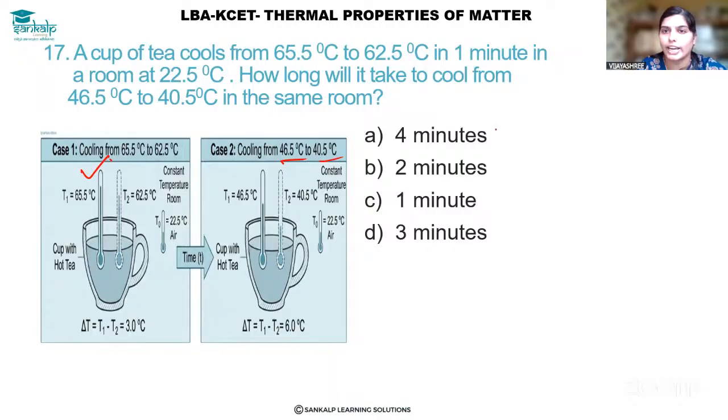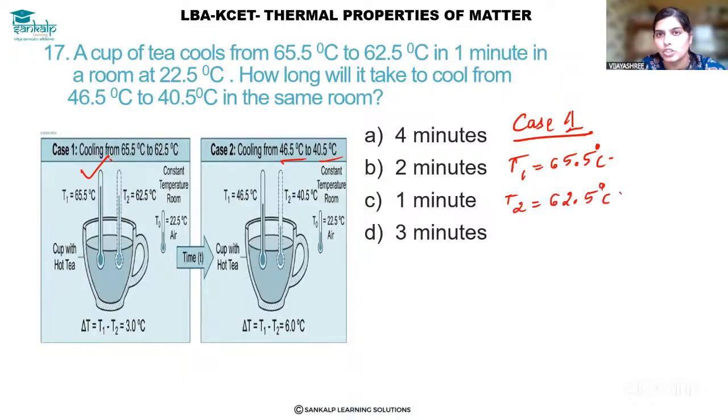Okay. So case number one, let us take case number one. For case number one, initial temperature T1 is equal to 65.5 degrees Celsius, T2 equal to 62.5 degrees Celsius.